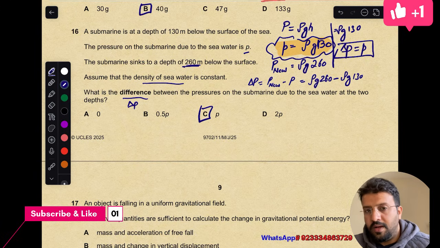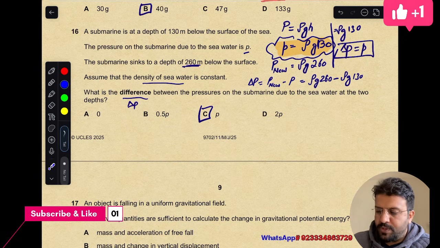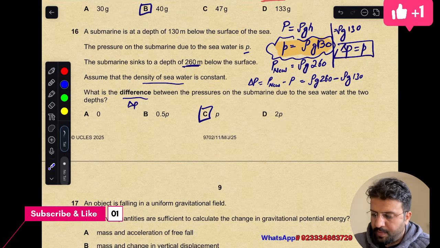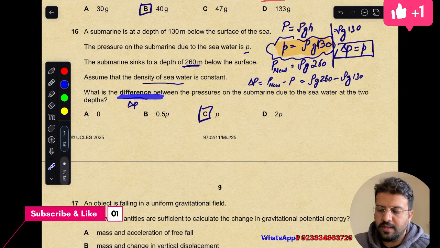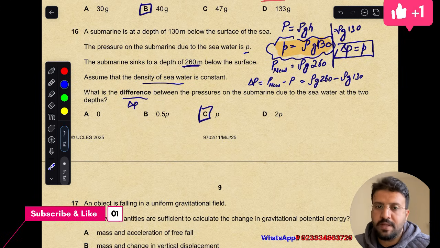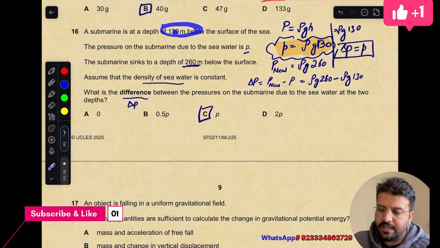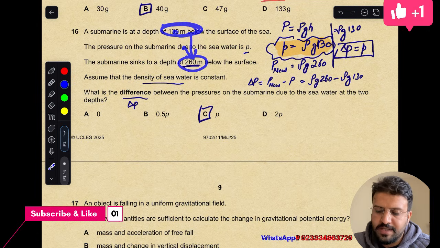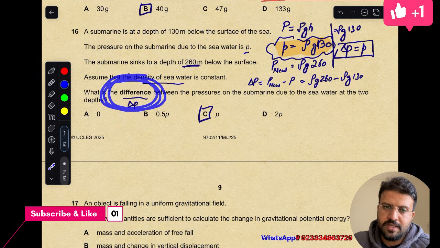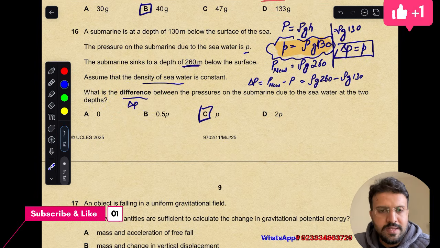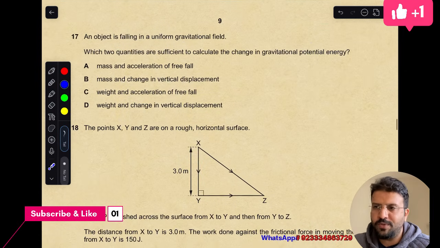The most common mistake, the most popular wrong option, is option D. Most students choose 2p. Why? Because they ignore this thing. They're asking about the difference in the pressure, not the final pressure. We know that if the pressure at 130 is P, at 260, it's double the depth, so the pressure will be double, right? But they're not asking how much pressure is there. They're asking what is the difference in the pressure. So just keep this in mind.